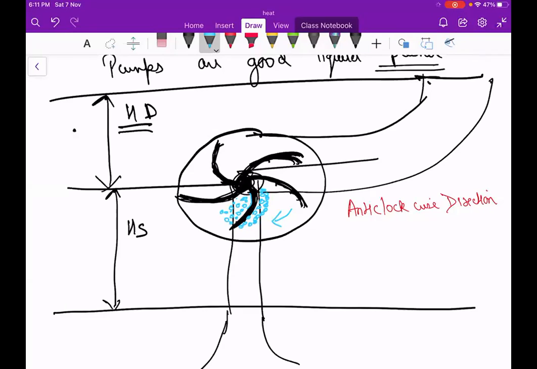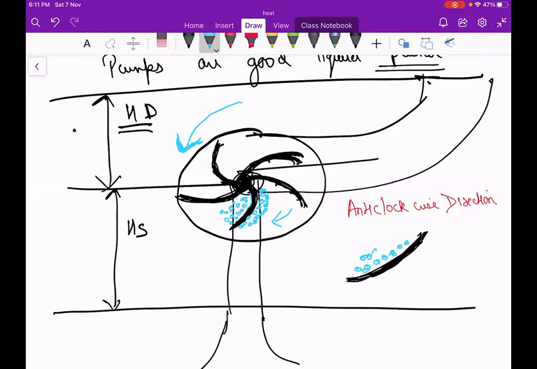Okay, so that is why in this case it will be moving in the anti-clockwise direction. Why? Because suppose this is the blade. If it is moving in the clockwise direction, the fluid particles will stay here.